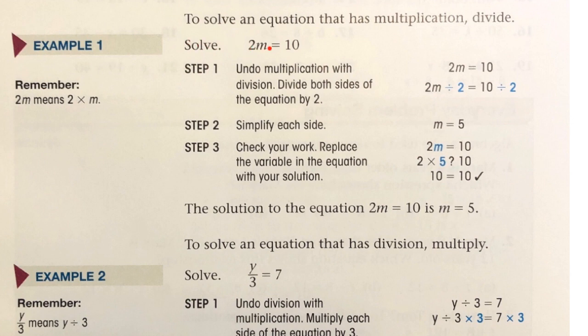Solve 2m equals 10. And remember, when you have a number touching the variable letter, that represents multiplication. And that's what it's reminding us right here. Step 1, undo multiplication with division. Divide both sides of the equation by 2. So 2m divided by 2, 10 divided by 2. Simplify each side. That's just going to leave us with m equals 5.